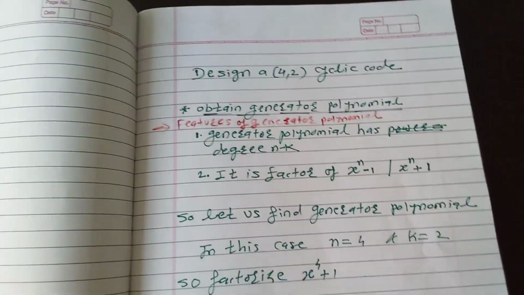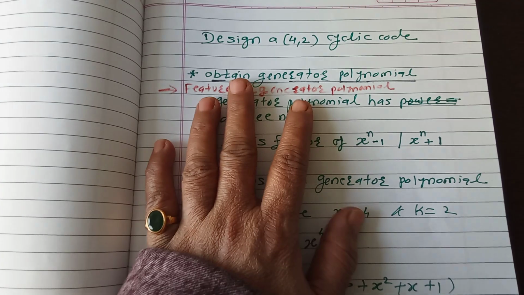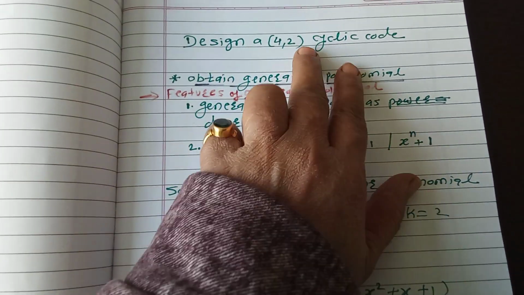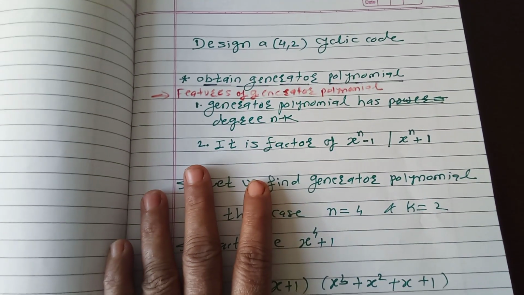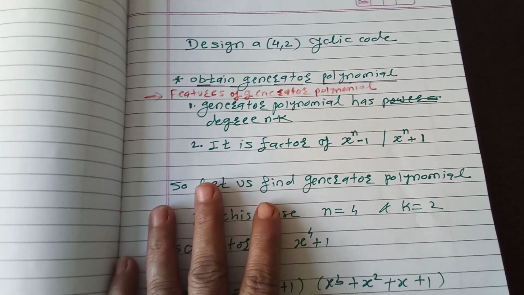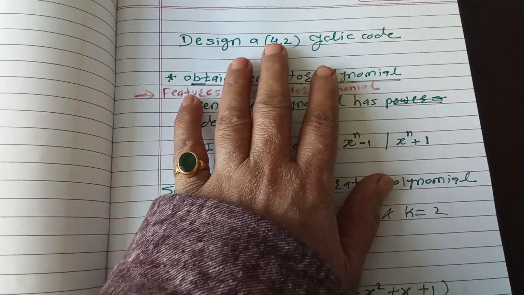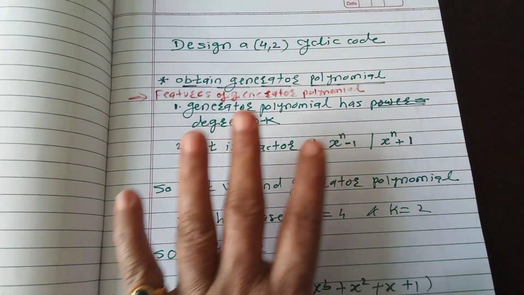So here we have to design a (4, 2) cyclic code. So 4 is n and 2 is k. That k means the number of message bits, right? Number of message bits, and 4 is the number of code word bits. So the first step is you have to obtain the generator polynomial.